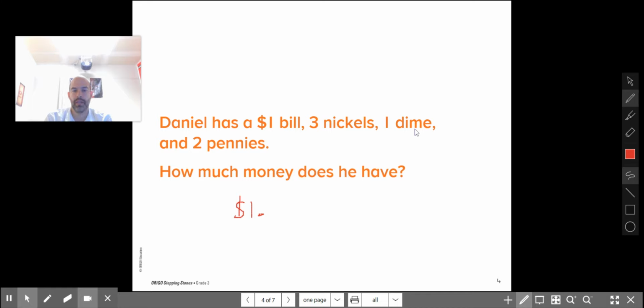1 dime is 10 cents, correct? 3 nickels, a nickel is 5 cents. So 5 times 3 is 15. 15 plus 10 is 25, and 2 more would be 27. So the total amount is $1.27.